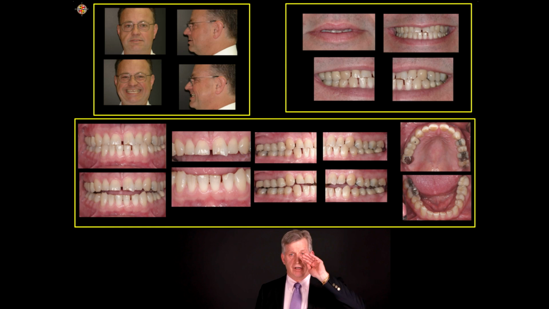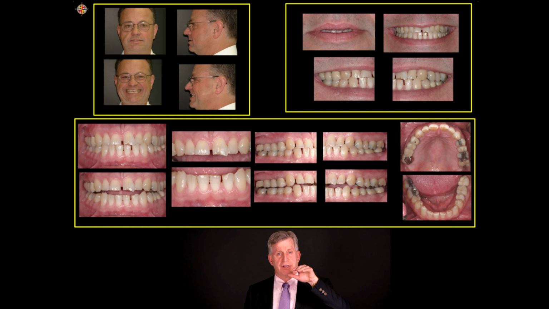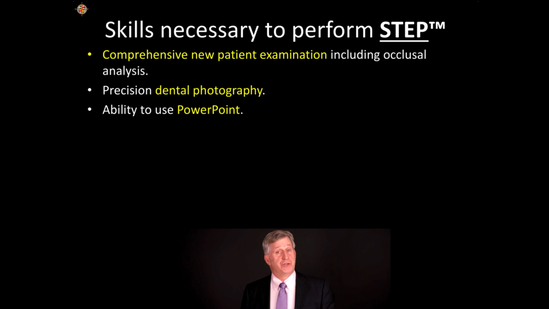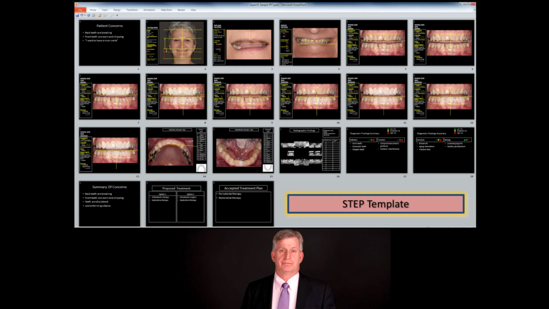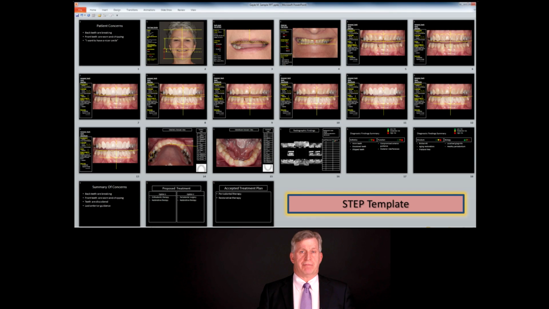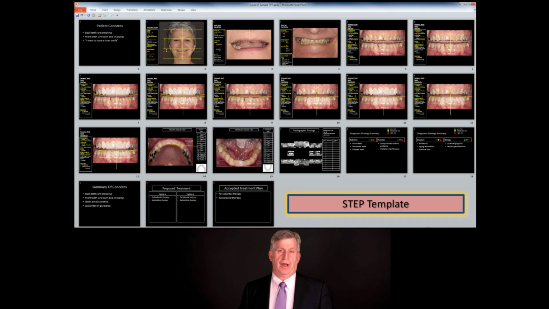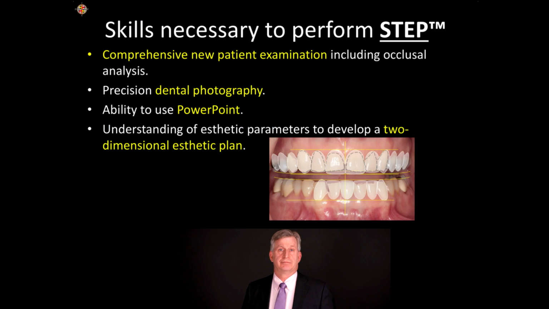The photographs have to come in lens parallel to the face, coming in at the level of the occlusal plane. You need to be able to use PowerPoint, but we've made it really easy for you. The photos go right in. You just need to know how to manipulate the lines. All of the decision tree is in there. You just have to check it off. There's a completed STEP template as we present it to the patient.